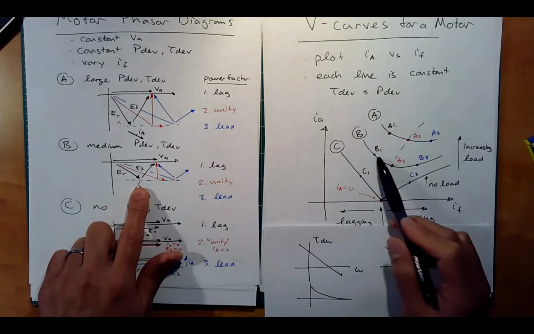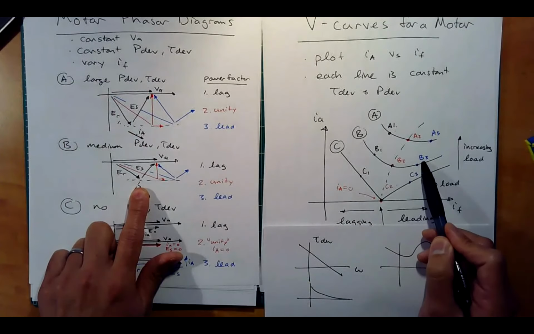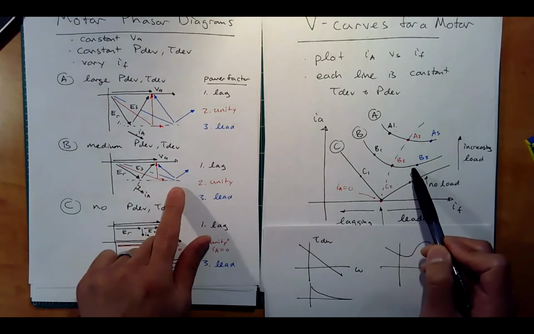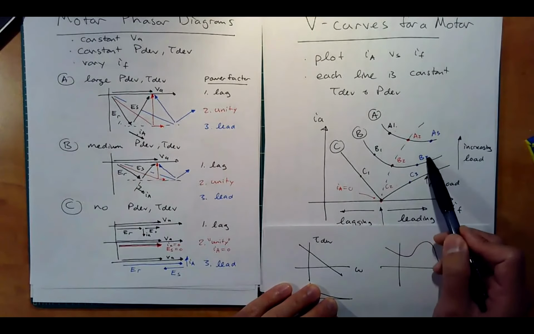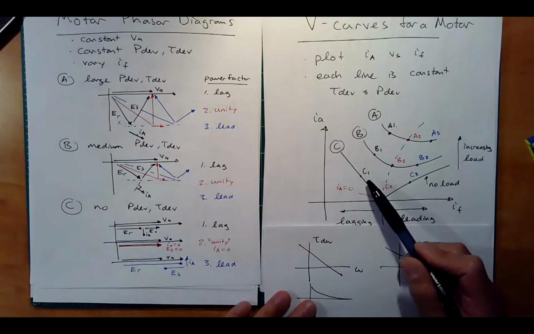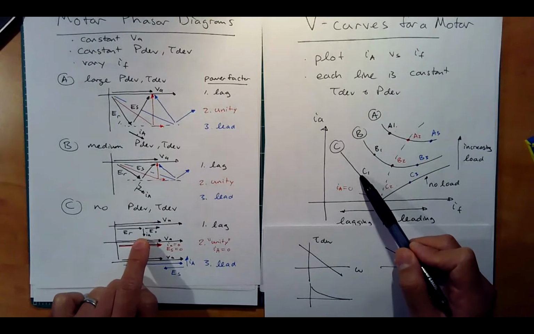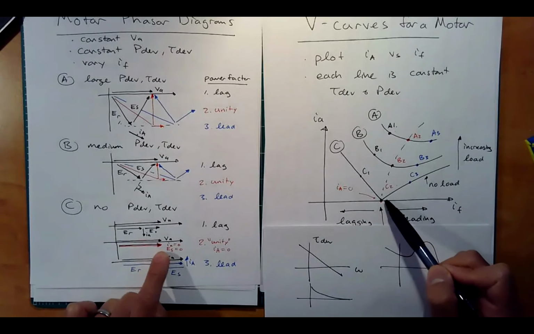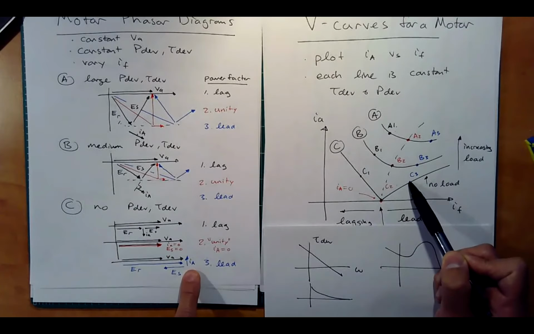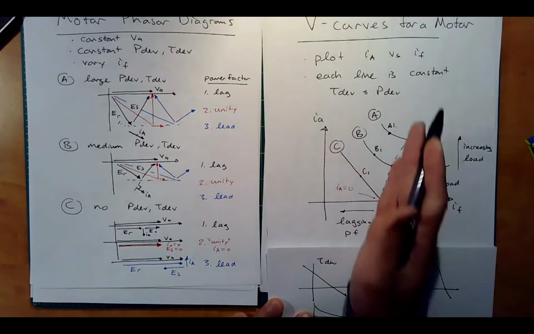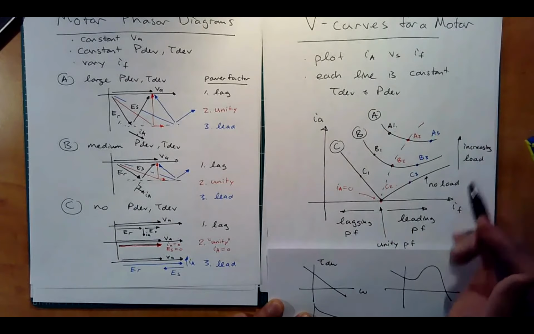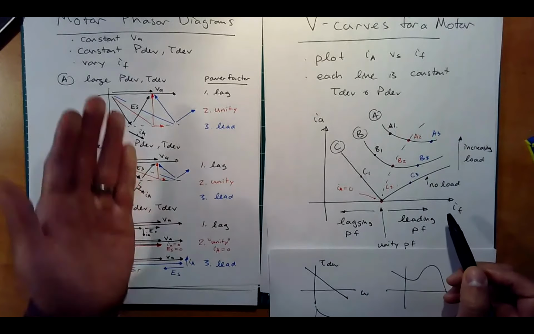Okay, what about over here? B1, B2, B3, okay, good. So we have the same thing going, but we're going down in torque and power. Okay, and then finally we're here, we have current, no current, and more current, right? And you can see to the left of this dashed line is a lagging power factor, and to the right of this dashed line is a leading power factor.